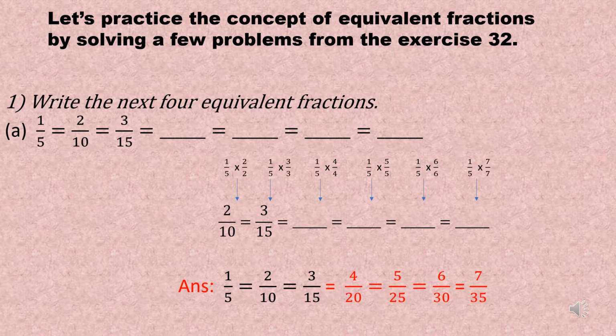5, 6 and 7 to get the next 4 equivalent fractions. Our answer is 4 by 20 is equal to 5 by 25 is equal to 6 by 30 is equal to 7 by 35.